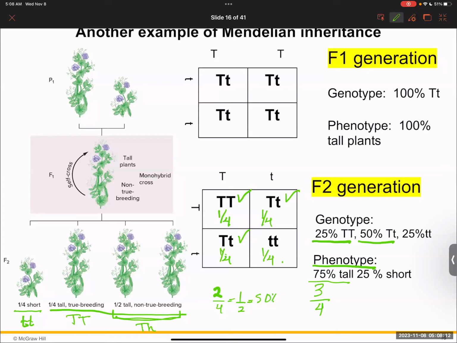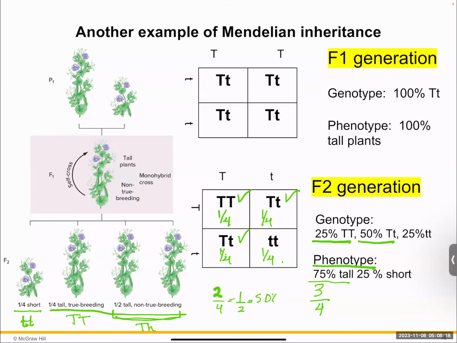Questions that you will get in an exam for this, guys, focus on you looking at the F2 or F1 generation and being able to distinguish what is the percentage for each genotype. And based on that genotype and the fact that a gene is dominant, you have to figure out your phenotype.